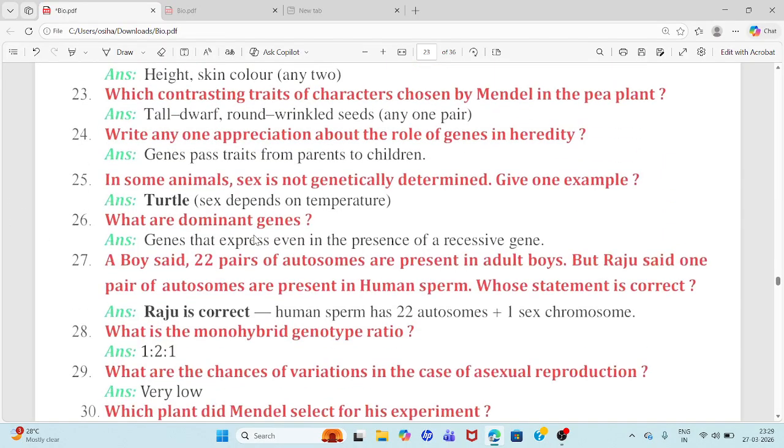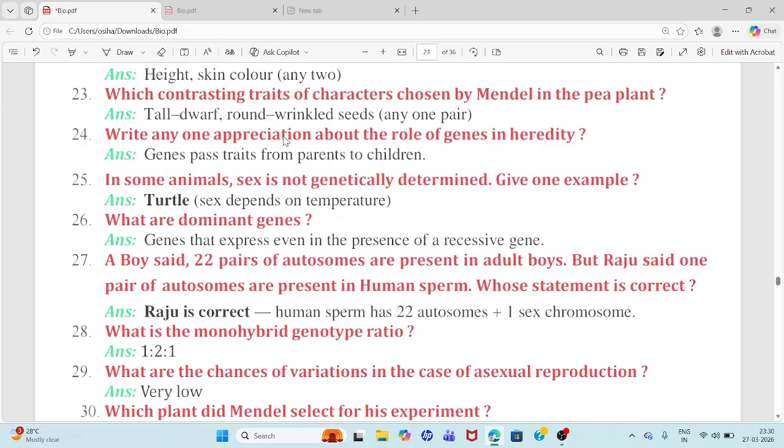So you can read all of these. In some animals, sex is not genetically determined. Give an example we have learned before. Example is turtle. Autodominant genes that express even in the presence of a recessive gene.